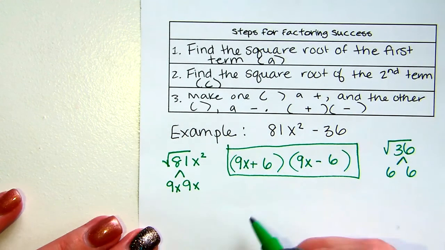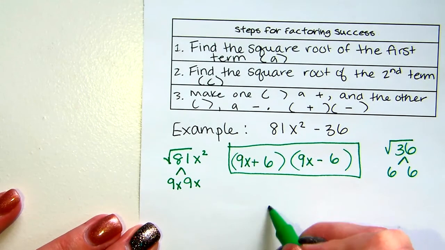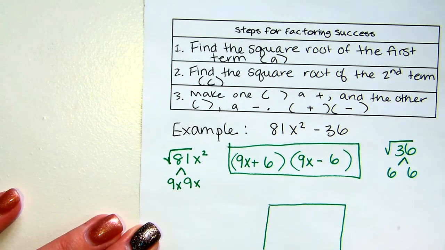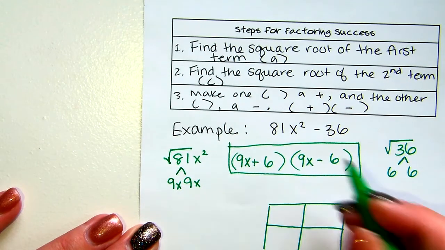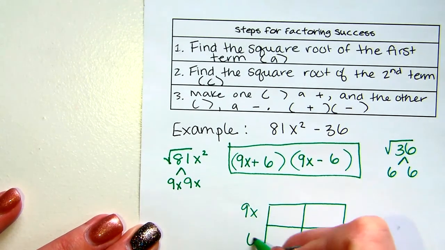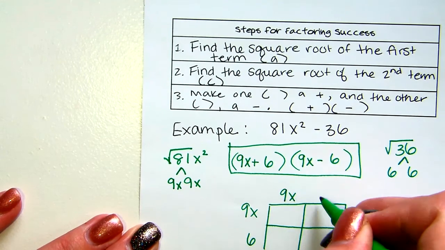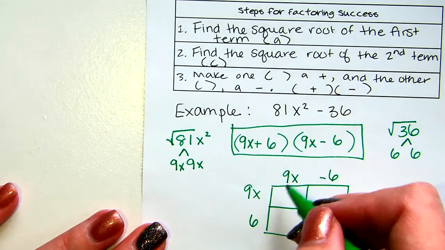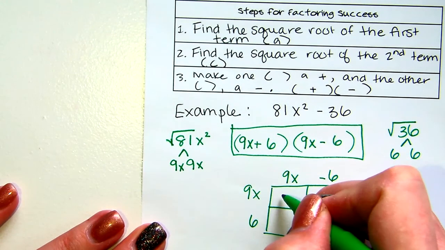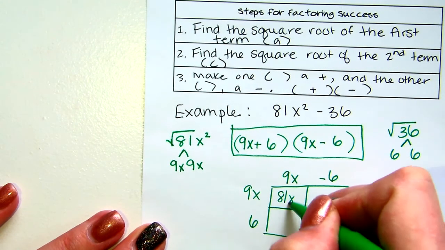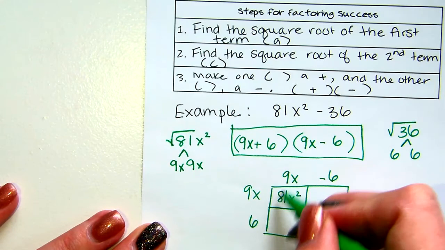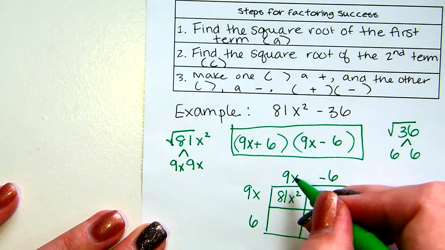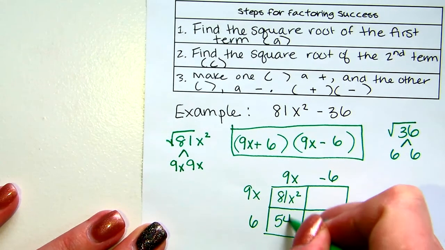So setting up our box method to check, I have 9x and I have 6. I have 9x and negative 6. So 9 times 9 is 81, x times x, x squared. So I get 81x squared. Now 9 times 6, that's 54. I'm going to add an x to it, so we get 54x.